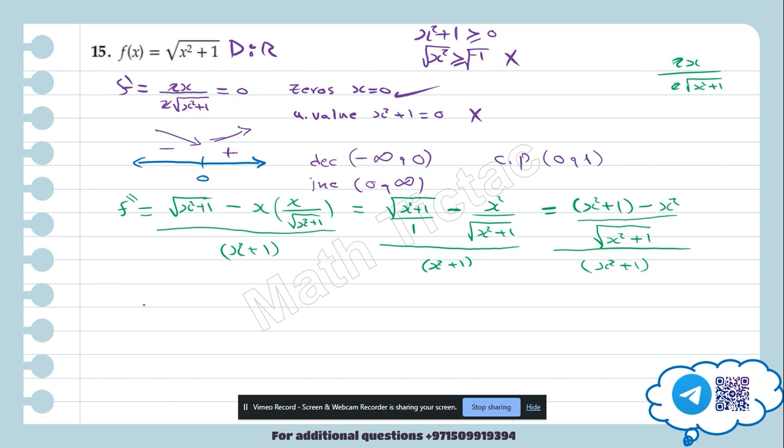We can write it as x squared minus x squared eliminated. So I have 1 over. We can write these together, so we can raise this upward. So in here it will be x squared plus 1 multiplied by square root of x squared plus 1. So that's it. Then let's make this equal to 0.